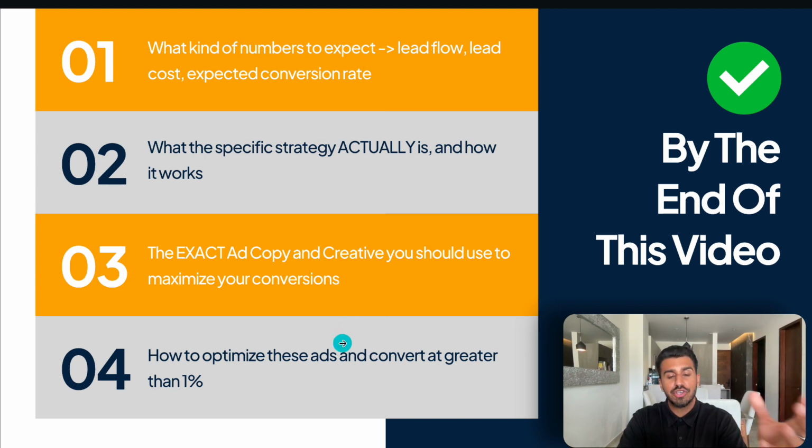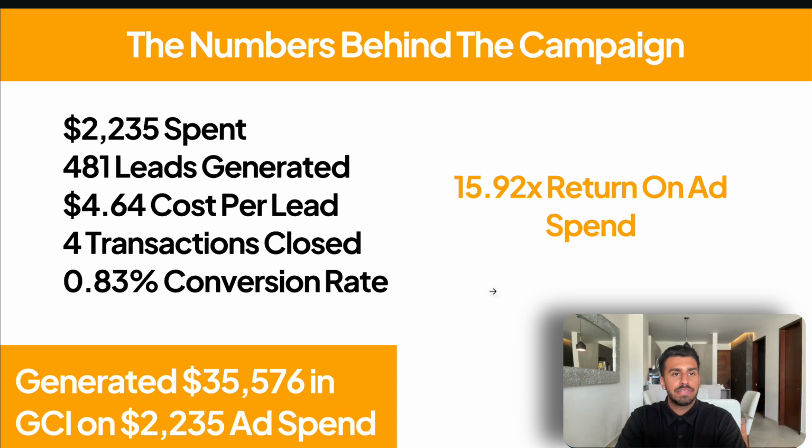And lastly, how to actually optimize your ads so they convert at greater than the standard 1% that most online leads convert at for most average realtors. So be sure you stick around to the end, because if you miss even one of these few things, it could derail your campaign. Now here's the numbers behind the campaign for this specific client.